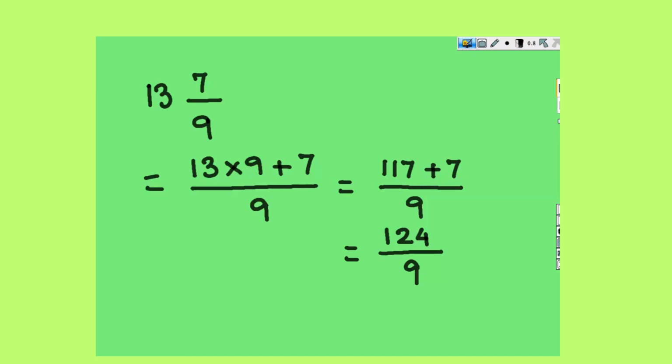Hopefully you enjoyed the session, and now you will be able to convert the sums in a proper manner.